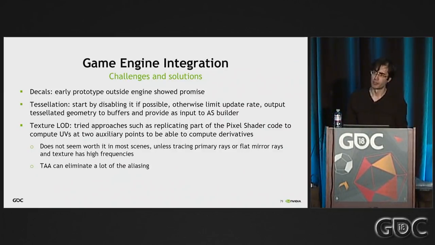And finally, texture LOD, which is really important if you're tracing primary rays, where it's really visible if you don't use proper texture LOD, but it's not as critical if you're doing glossy reflections or if you're doing shadows or AO. So we've experimented with a few approaches for this. We don't think they are always worth it. They add some overhead. But there are definitely a lot of ideas to make that better and faster. So in our experience for reflections, temporal anti-aliasing gets you very far, and we do not apply any texture LOD.